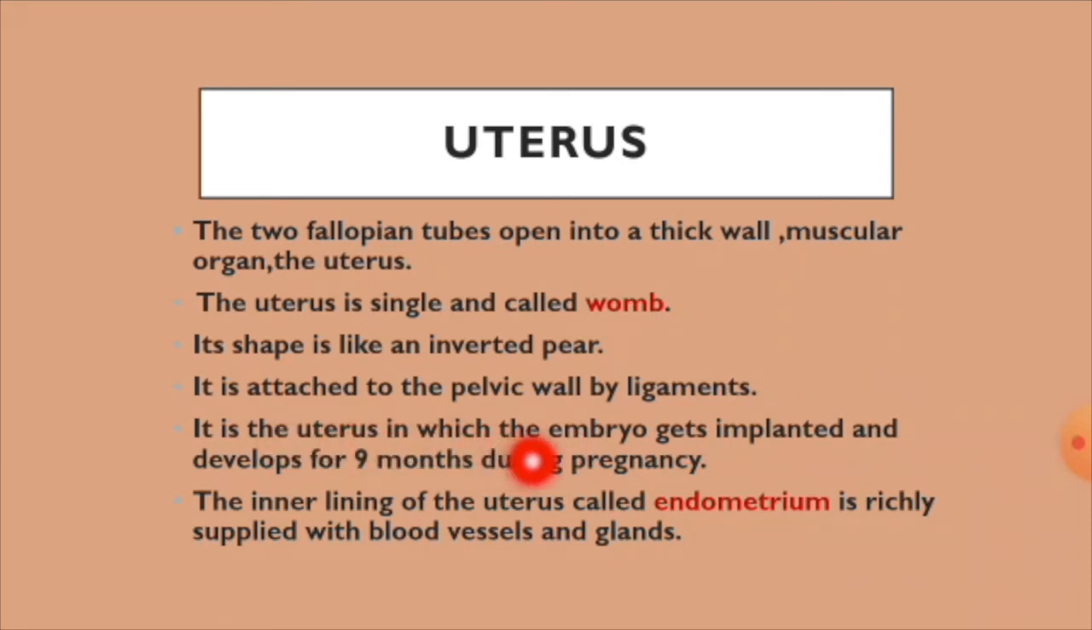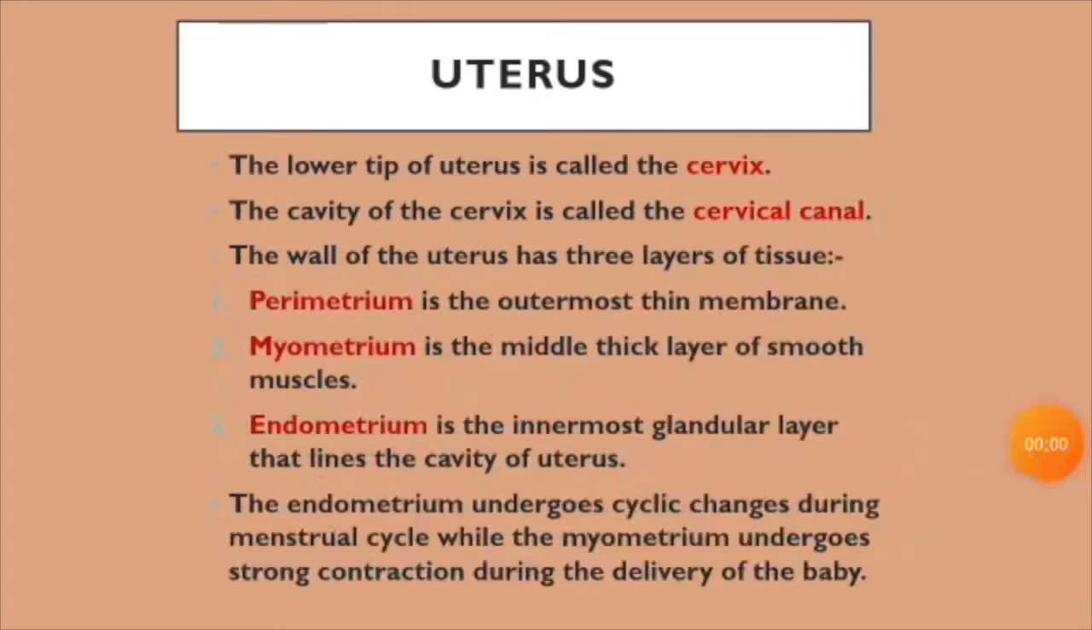The inner lining of the uterus, called endometrium, is richly supplied with blood vessels and glands. The lower tip of the uterus is called the cervix. The cavity of the cervix is called the cervical canal.